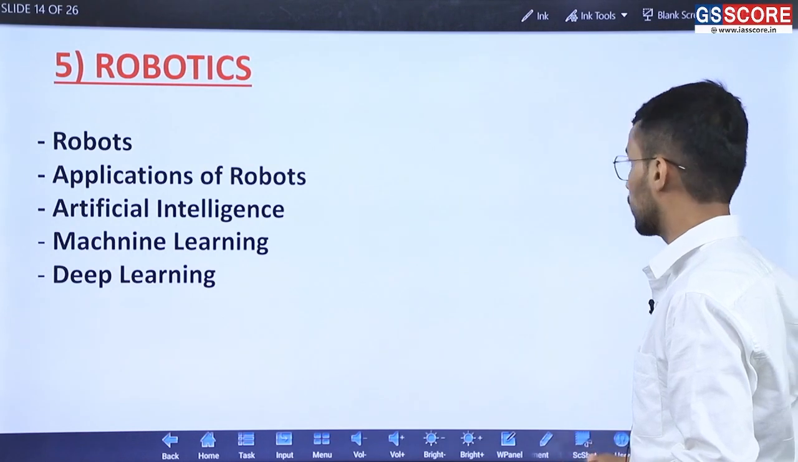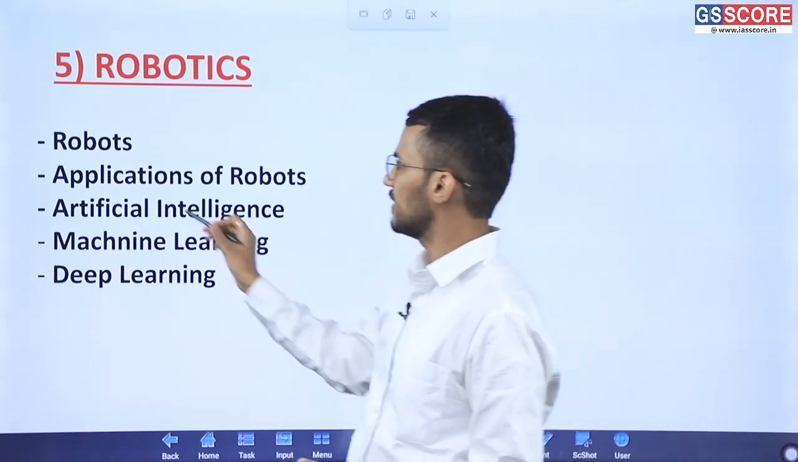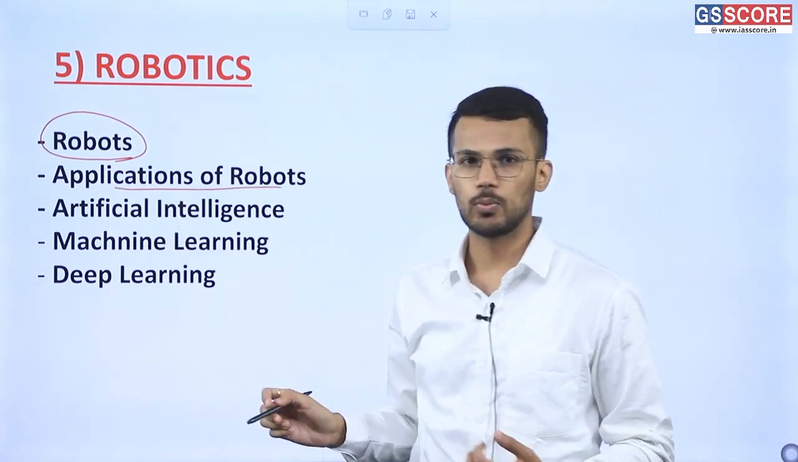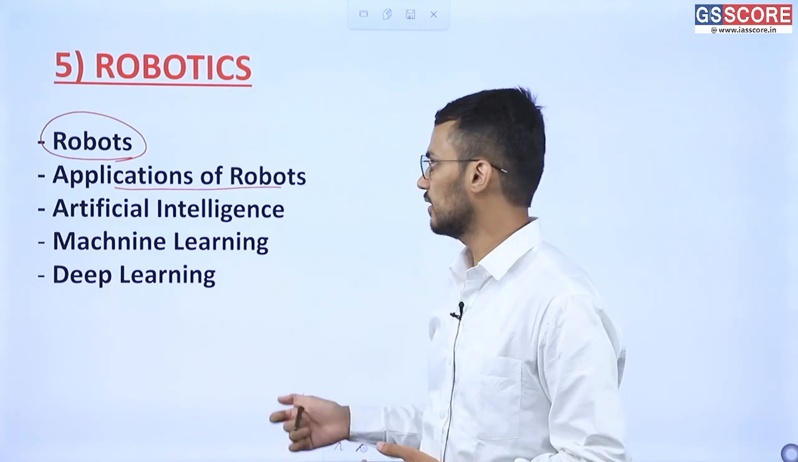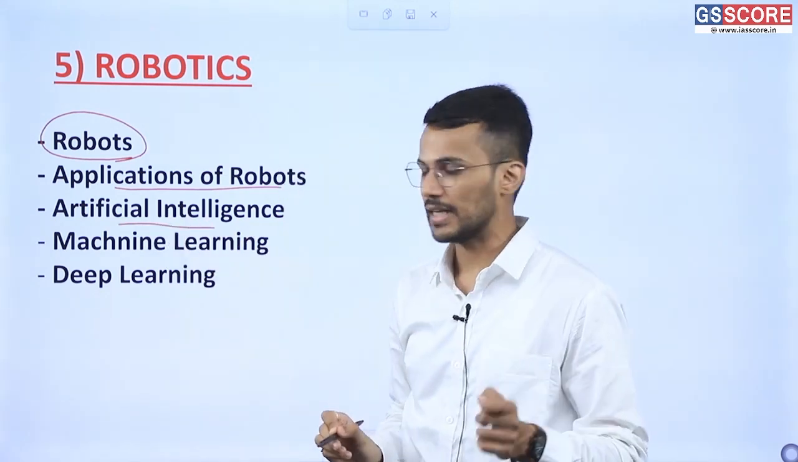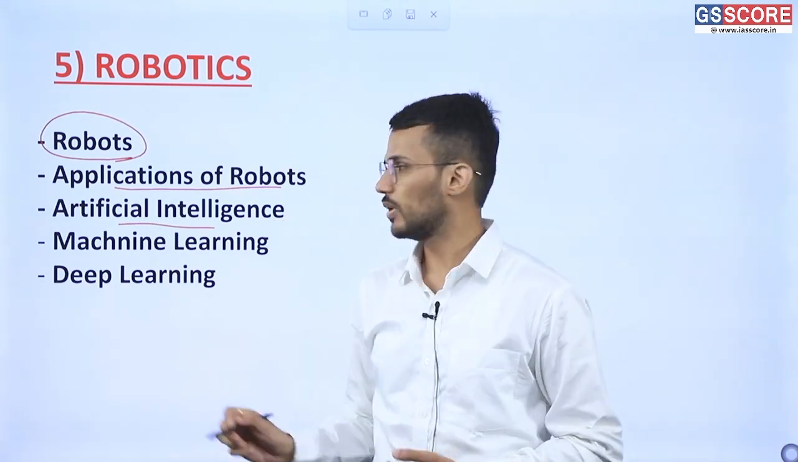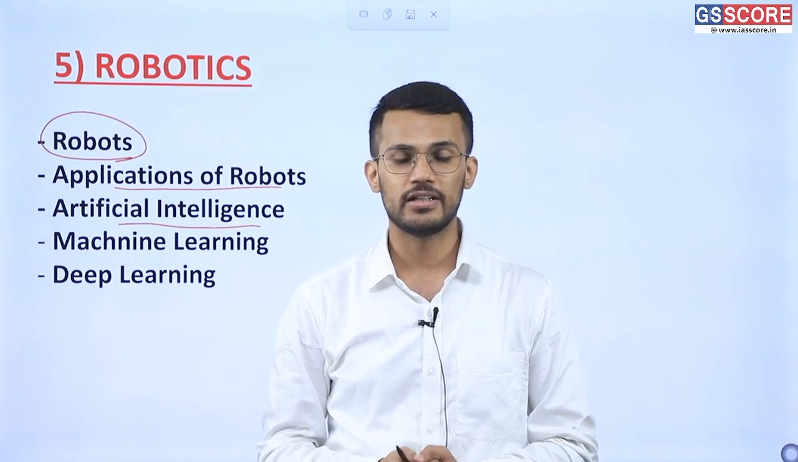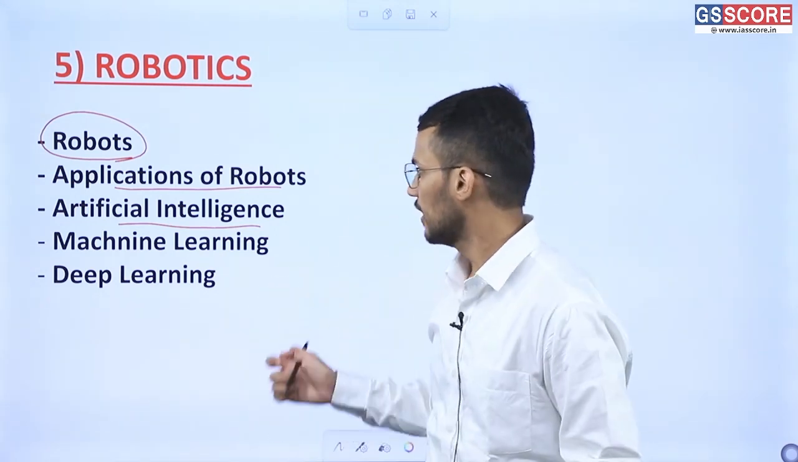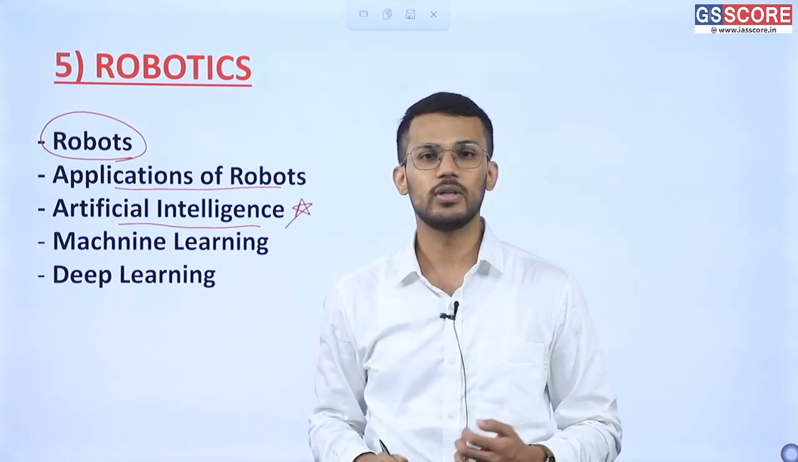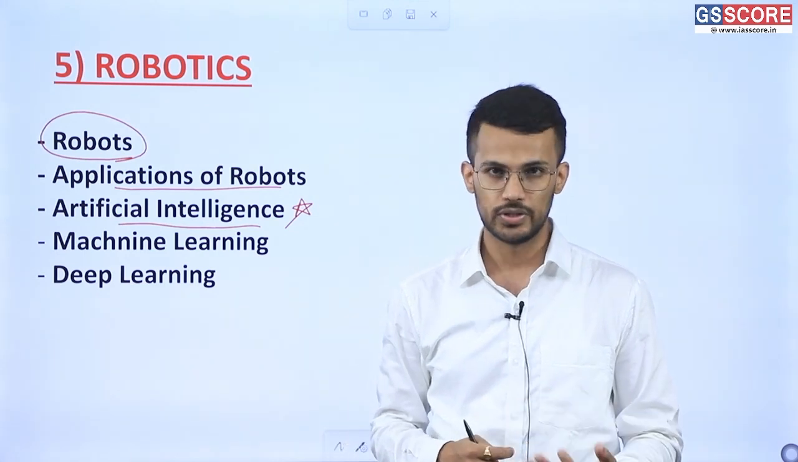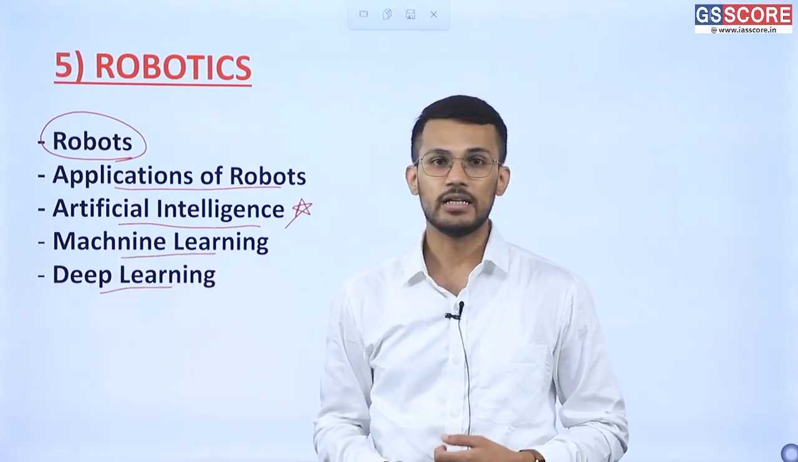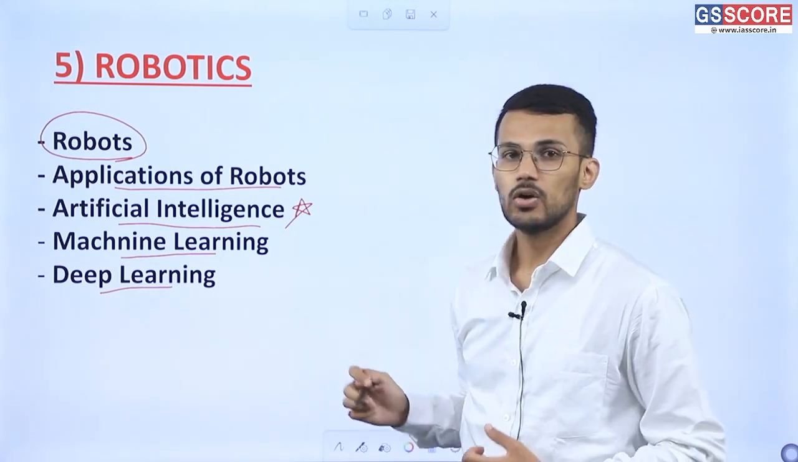Next, we'll be discussing a topic called robotics, where we'll discuss the basics of robots, what the different approaches to develop robots are, then what the applications of robots are, in which fields we can use robots, then the most important topic under robotics, that is artificial intelligence, right, where we'll be discussing the concept of artificial intelligence. There are various advantages of artificial intelligence. There are disadvantages as well of AI. Those advantages and disadvantages we'll discuss. And then we'll also talk about the application of AI in various fields, especially in the context of India, right? And after that, we'll also discuss machine learning and deep learning. So that is what we'll be discussing under robotics topics.